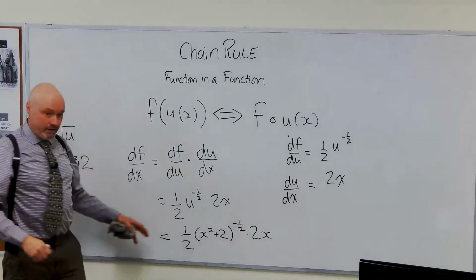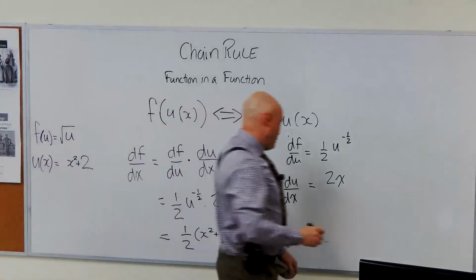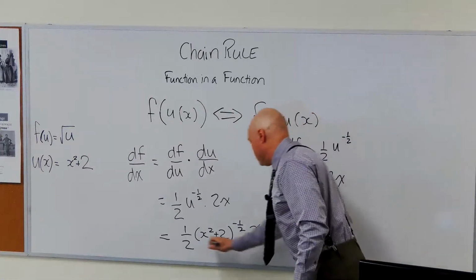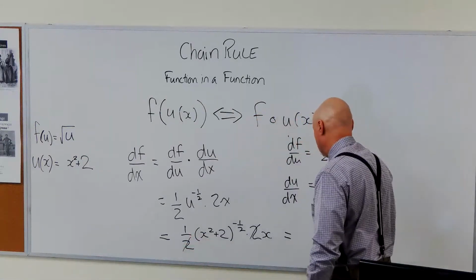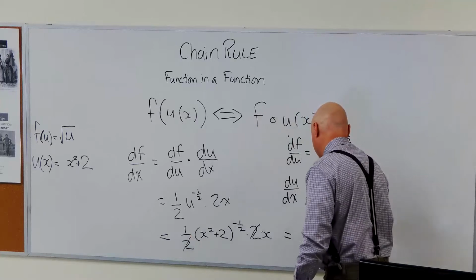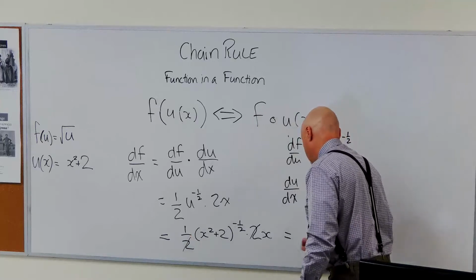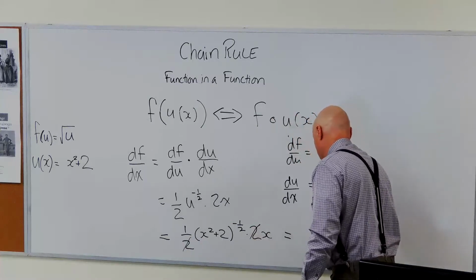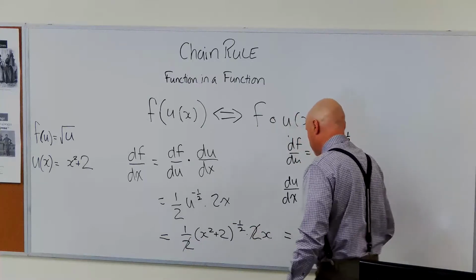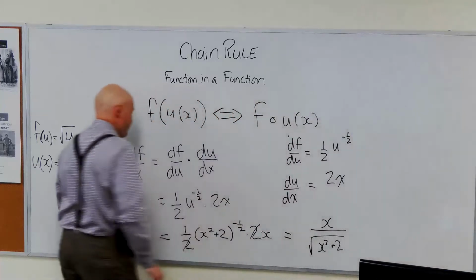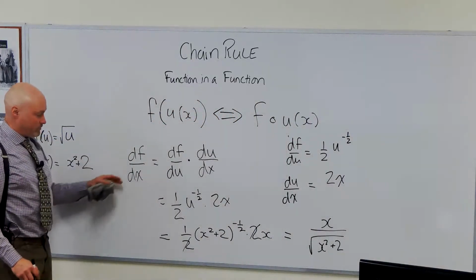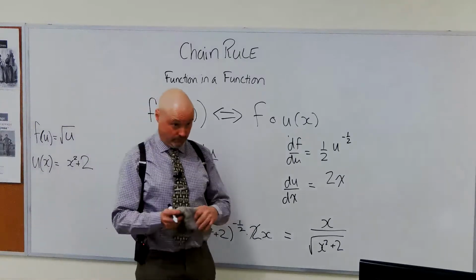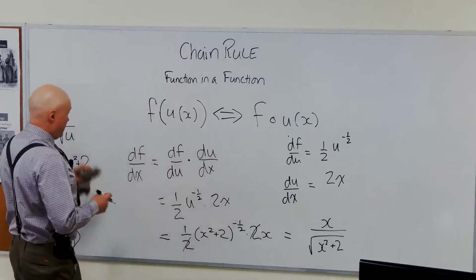So there's kind of an initial answer, and I might want to take that and refine it in form just a little bit. These 2's are actually going to cancel, and so this winds up being x on top, and this is on the bottom because that's a negative exponent, and it's the square root of x squared plus 2. Okay, so that is the derivative of f with respect to x when x was inside of that function. Okay, let's move on.